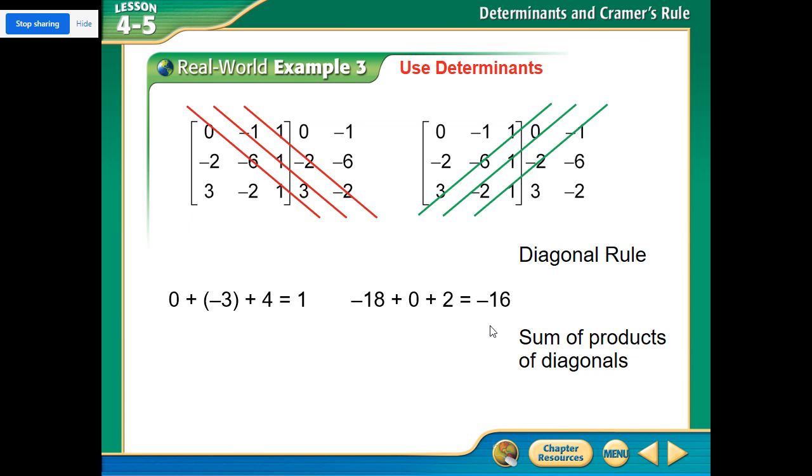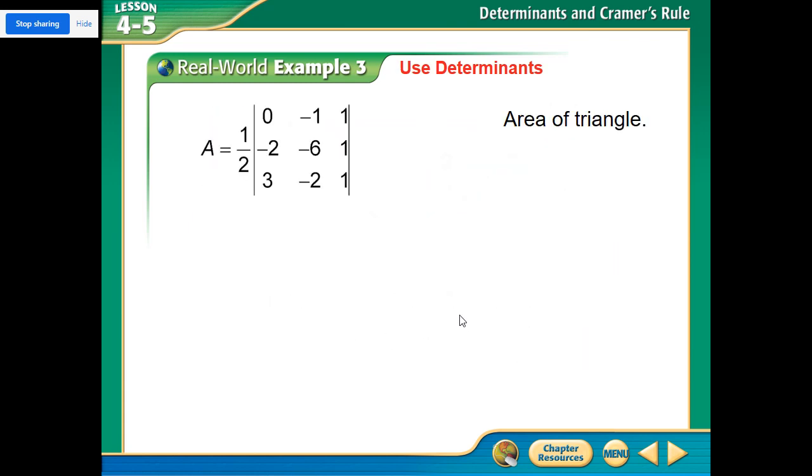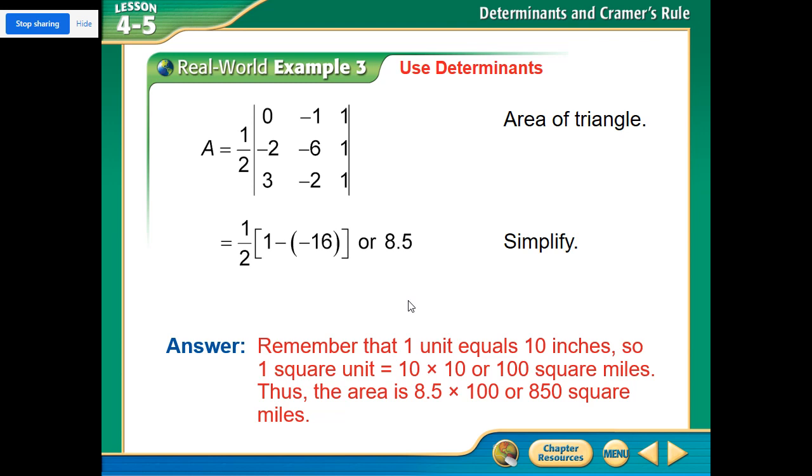And again, it's down minus up. So 1 minus the -16, which is 17. 1/2 of 17 is 8.5. So we have 8.5 units here. And remember, they did a conversion here that each square unit is 100 square miles because it was on a scale. So talking about 850 square miles for this triangle.